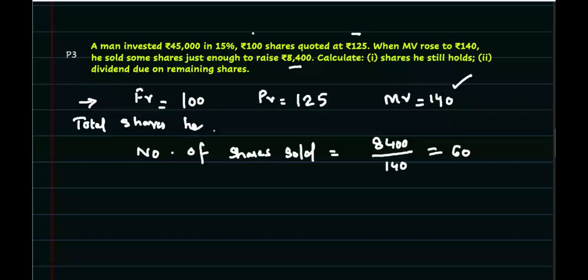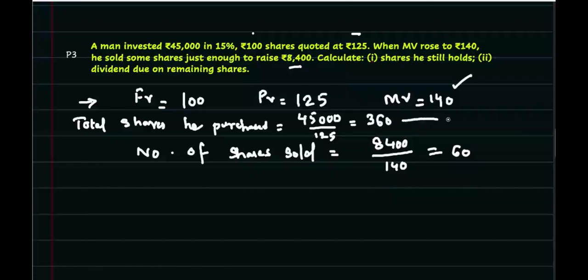How many did he purchase? He invested 45,000 at a price of 125. So the number of shares will be 360. So he purchased 360 shares at the beginning. He sold how many? 60 he sold. So remaining shares will be how much?